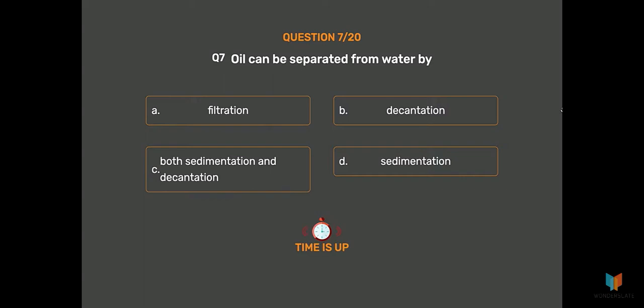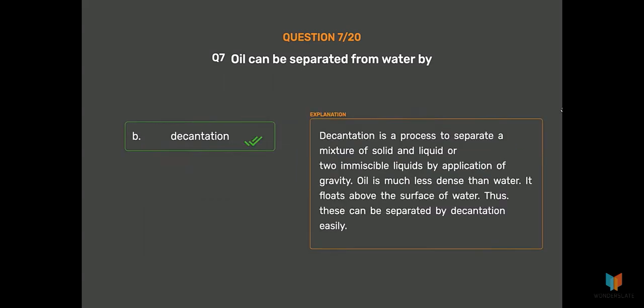The correct answer is option B. Decantation. Decantation is a process to separate a mixture of solid and liquid or two immiscible liquids by application of gravity. Oil is much less dense than water. It floats above the surface of water. Thus, these can be separated by decantation easily.